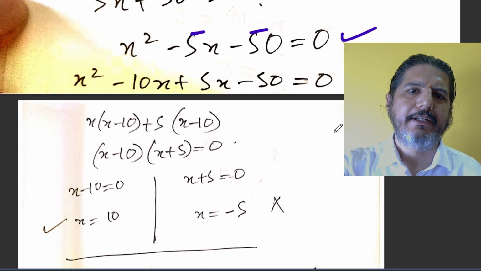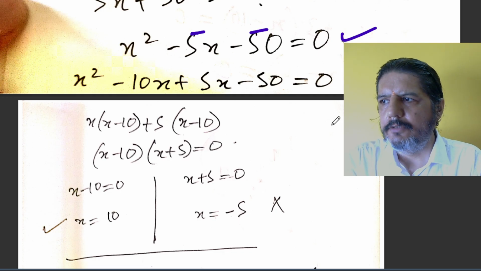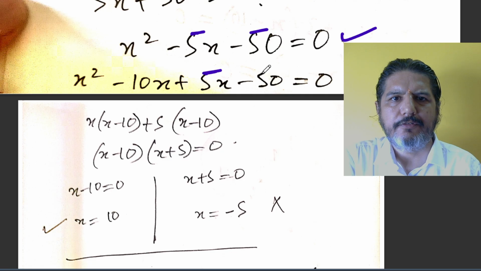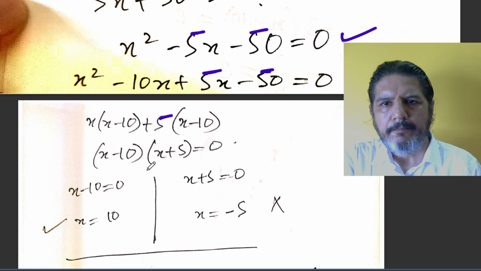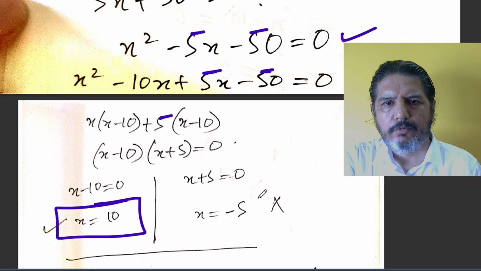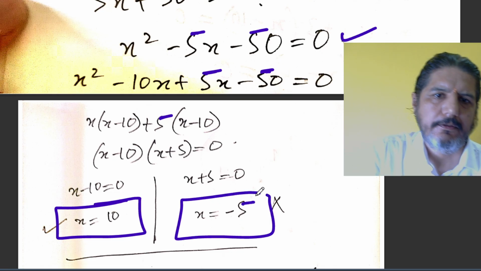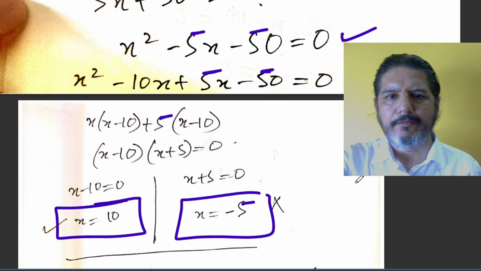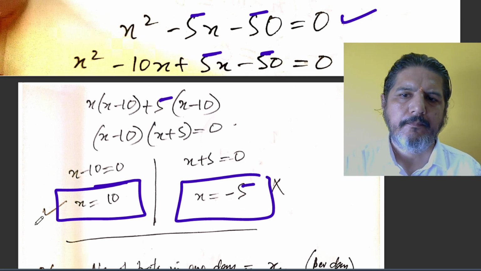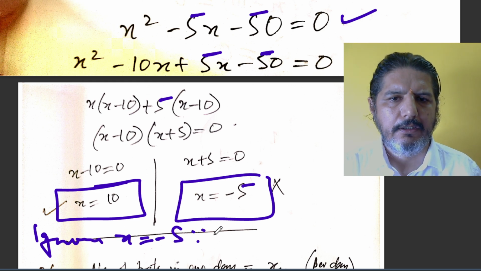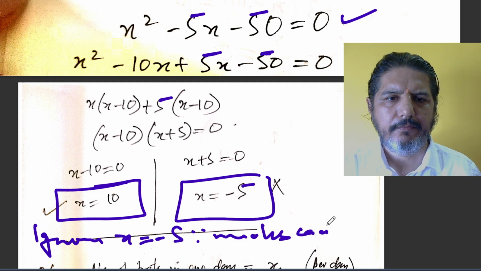I'll be using splitting the middle term. That is the easiest, and in most word problems splitting the middle term works. So this will be x square minus 10x plus 5x minus 50 is equal to 0, and when I do this, I get two answers, x is equal to 10 and x is equal to minus 5. Now what is my x? X is my marks. Can the marks be negative? No, marks can't be negative. So I'll have to mention here that I am ignoring x is equal to minus 5, you have to give the reason because marks can't be negative.